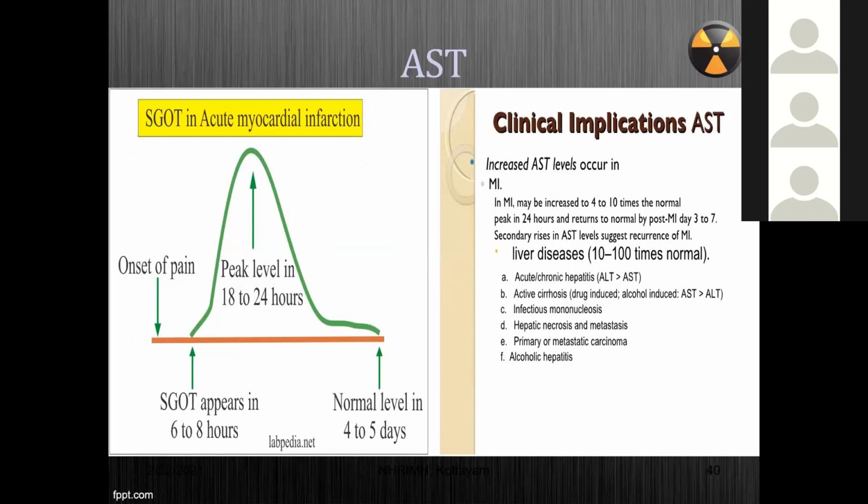AST, as I said already, is the oldest biomarker, which we are not considering nowadays, but still I have added a few things about AST. SGOT: its peak level is at 18 to 24 hours. It appears in 6 to 8 hours and comes to normal in 5 days. Increased AST levels occur in MI, at 4 to 10 times the normal, peaking in 24 hours and returning to normal by the 3rd to 7th day. Of course, it also increases in liver disease, so it is not considered a gold marker.